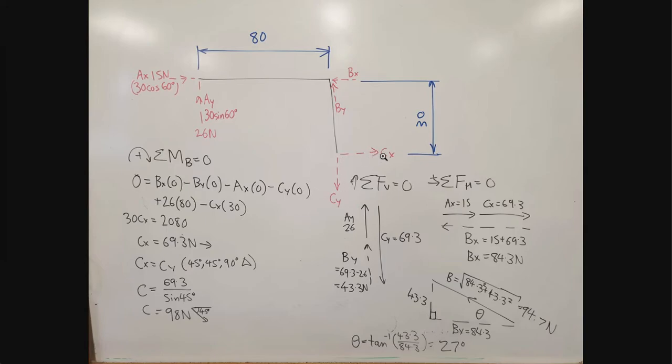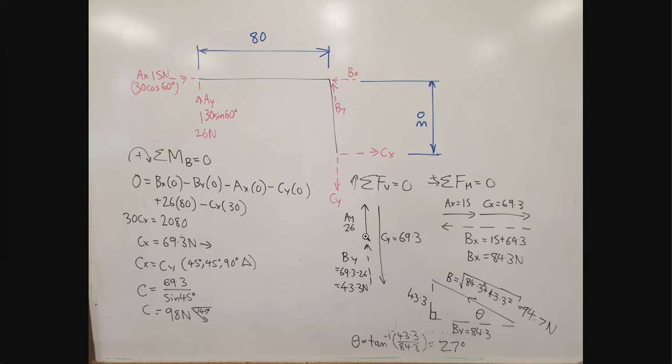We know that the horizontal, CX, equals CY because it's a 45, 45, 90-degree triangle, so the 2 sides are going to be equal. But to find out what the combination of those 2 forces is, we divide by sine 45, and that gives us 98 newtons. Once we do that, I then do the sum of the forces horizontally and vertically.